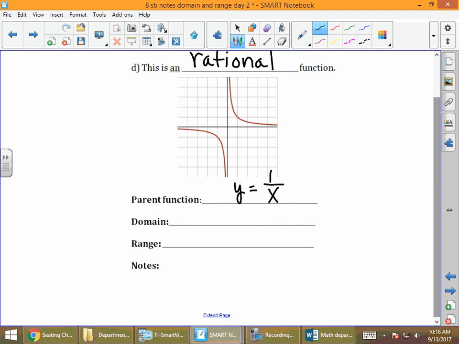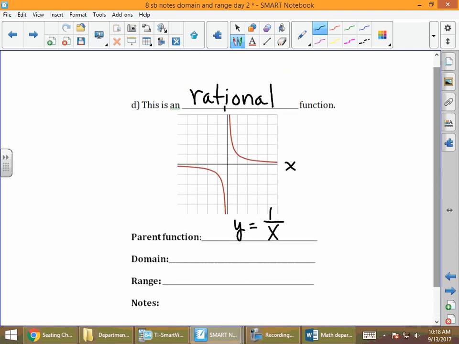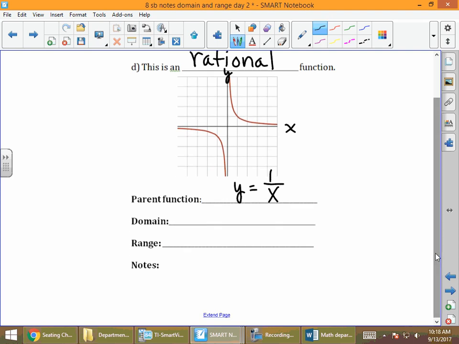But what happens on these graphs is that these graphs are getting closer and closer and closer to the x-axis, or they're getting closer and closer and closer to the y-axis, but they never quite touch the x-axis or the y-axis. So in terms of interval notation, what we would say is that we're going to go from negative infinity to 0, but 0 is where the x-axis would be, so it's not included.